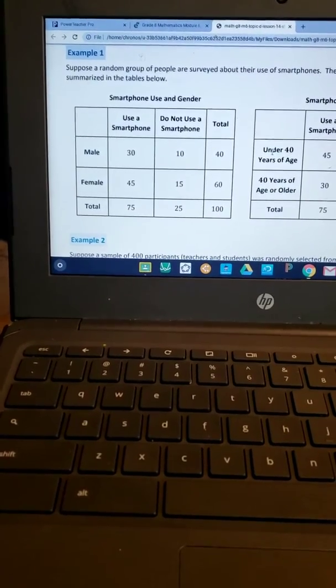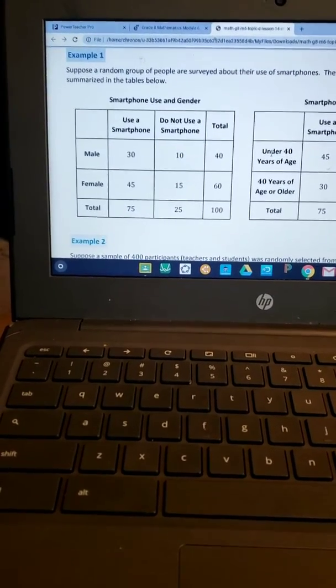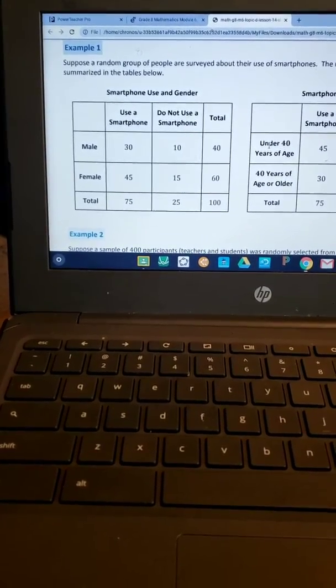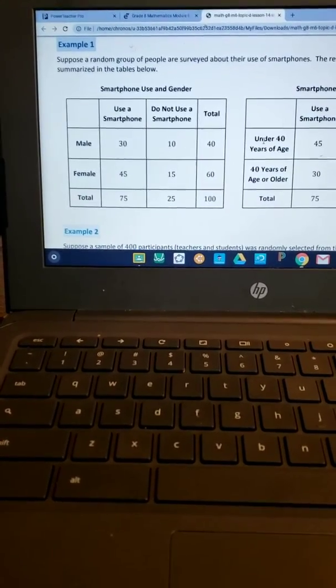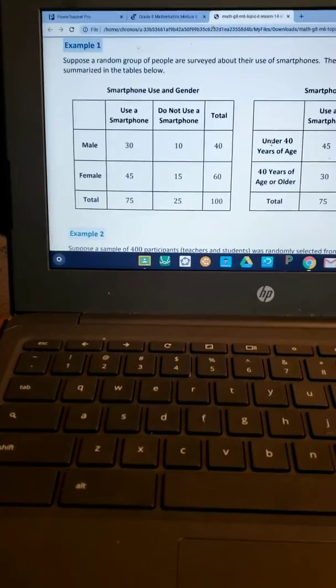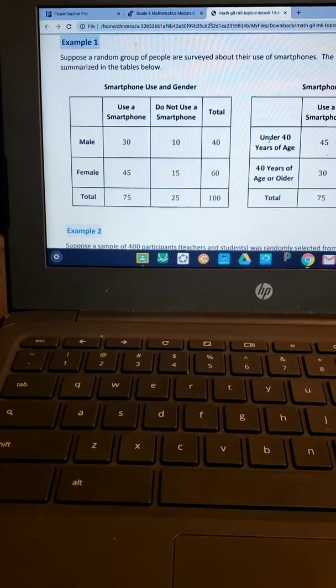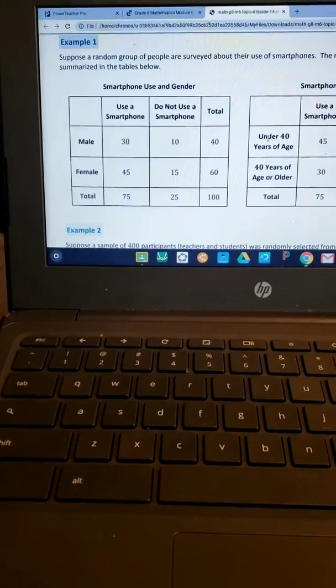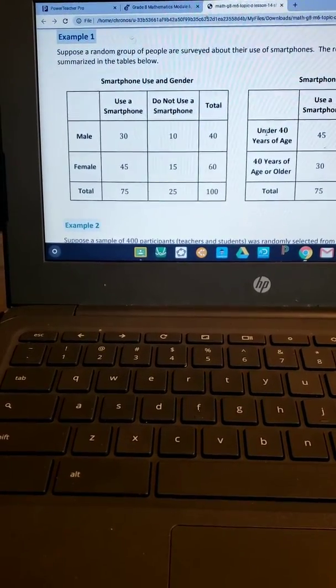In our population, we have 30 boys that have a cell phone and 10 boys that do not, for a total of 40. Females are at 45 that have a smartphone and 15 that do not, and that's a total of 60. And of course, 40 plus 60 is equal to 100.